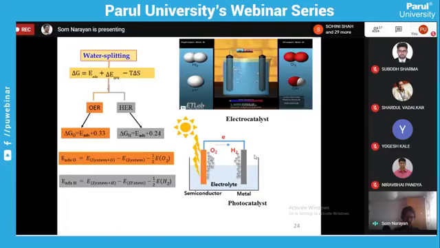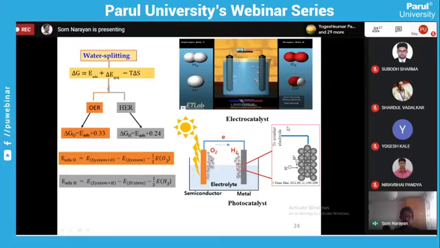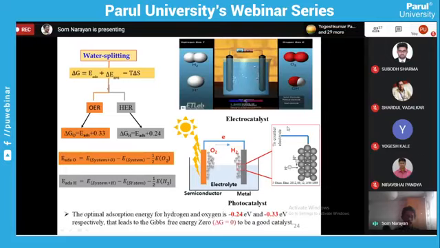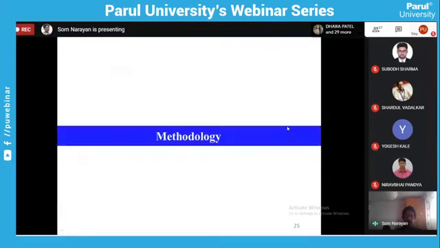Over here we can see that one hydrogen is adsorbed on the surface, another hydrogen will come, and these two hydrogens together evolve as hydrogen gas. So in a nutshell, we conclude that the optimal adsorption energies for hydrogen and oxygen are 0.24 eV and 0.33 eV for a good catalyst. We have analyzed two systems, arsenene and zirconium system, as I showed.